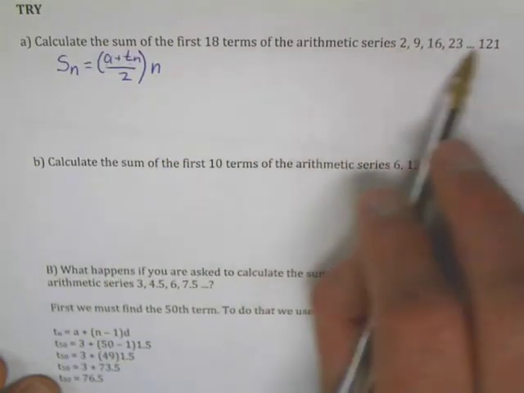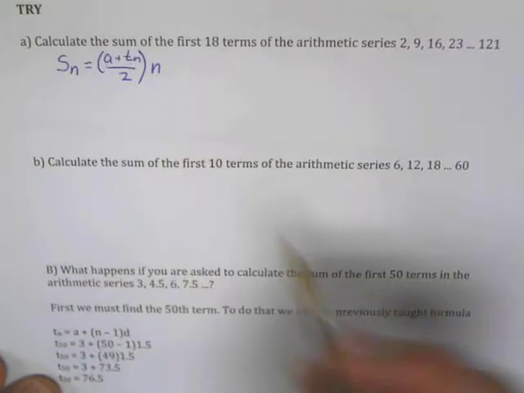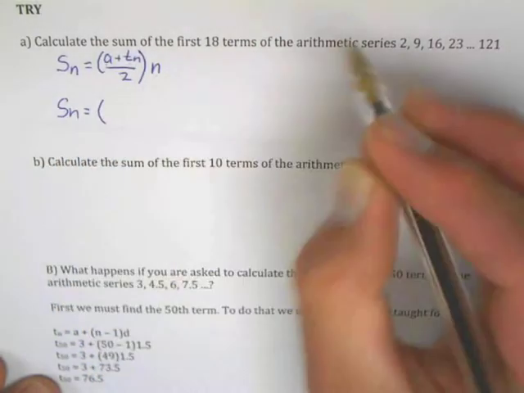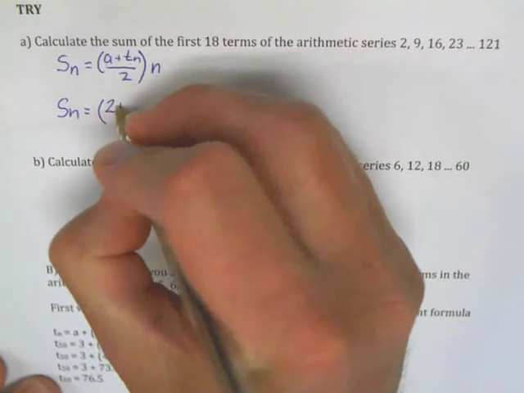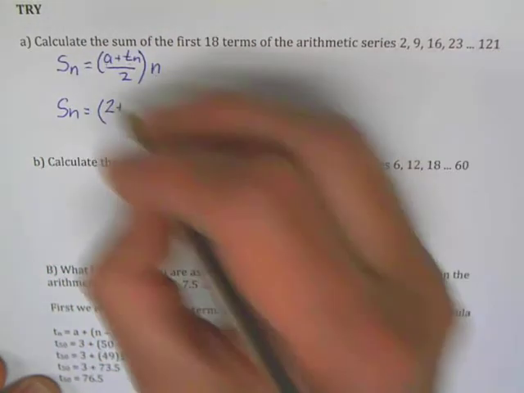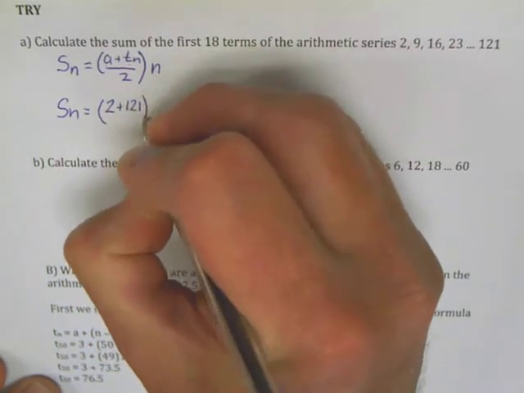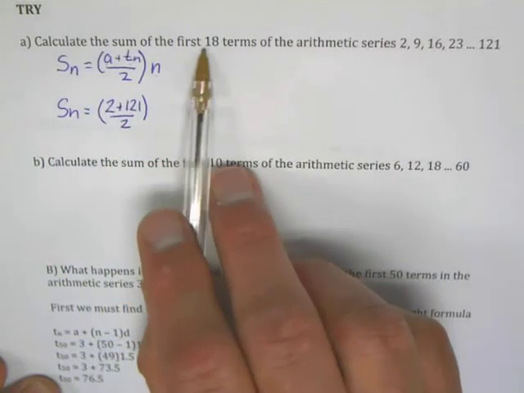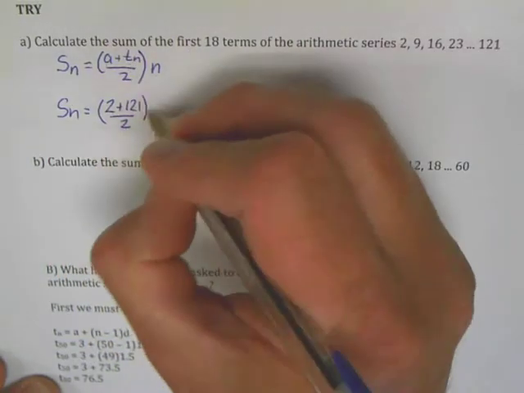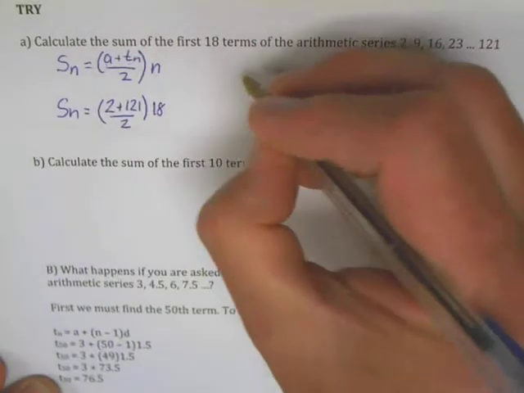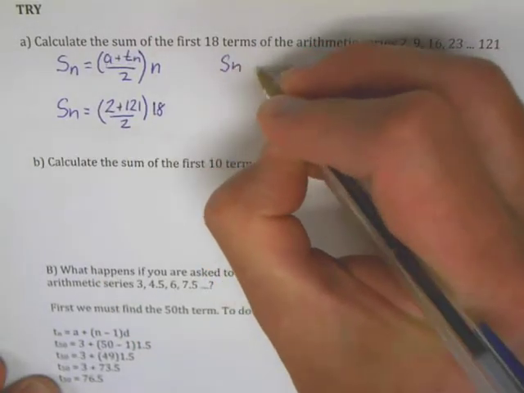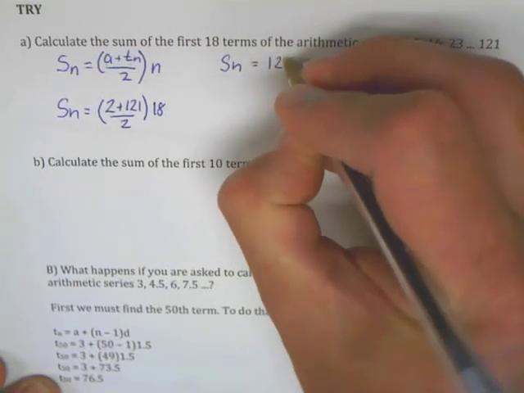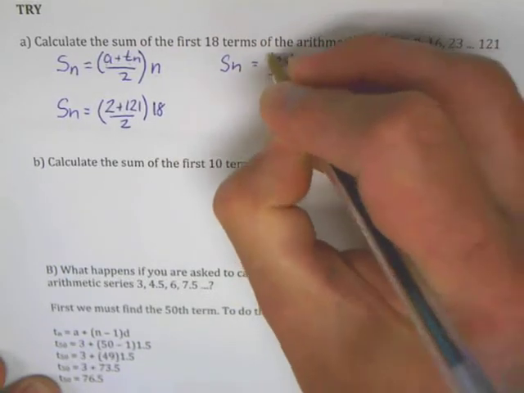So we're going to take all the numbers and add them together. We're going to plug in this formula. So Sn is equal to the first number, which is 2, plus Tn, which is the last number, 121, divided by 2, and then we're going to multiply it by 18 because that's how many terms they want us to add up. So Sn will be equal to 2 plus 121 is 123, divided by 2, times 18.